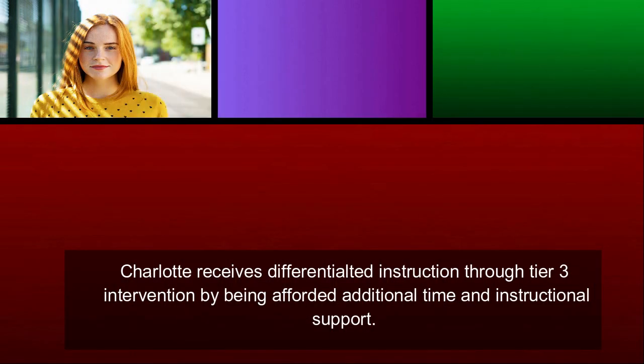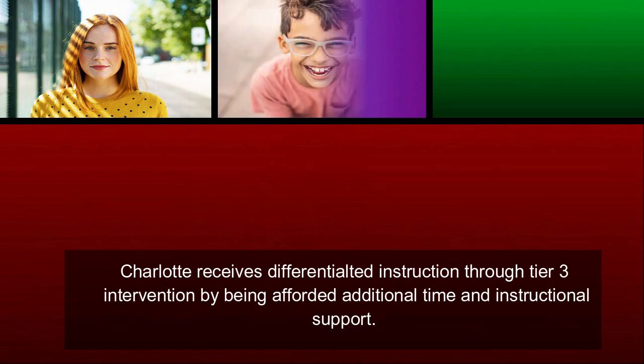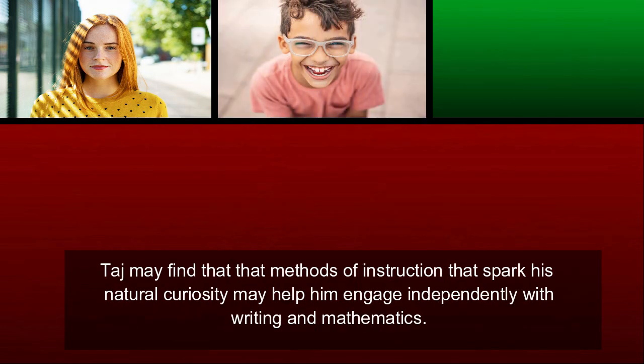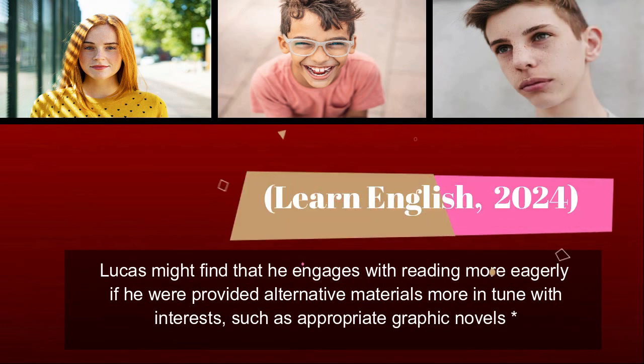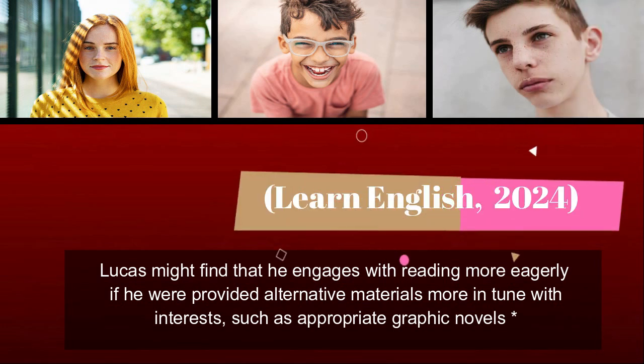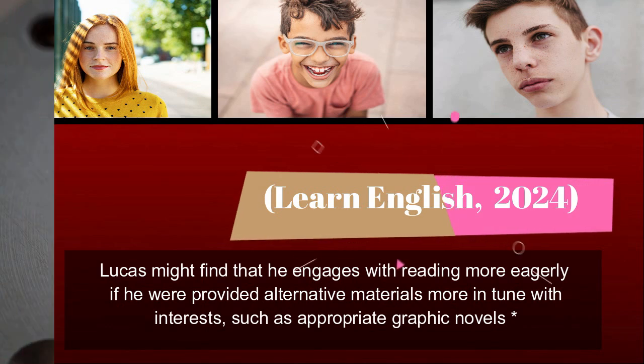Charlotte receives differentiated instruction through Tier 3 intervention by being afforded additional time and instructional support. Taj may find that methods of instruction that spark his natural curiosity may help him engage independently with writing and mathematics. Lucas might find that he engages with reading more eagerly if he were provided alternative methods more in tune with his interests, such as appropriate graphic novels.